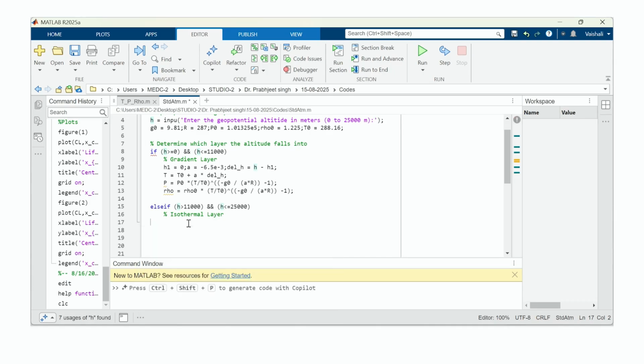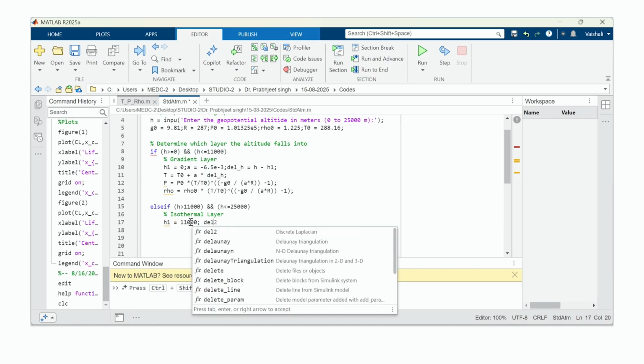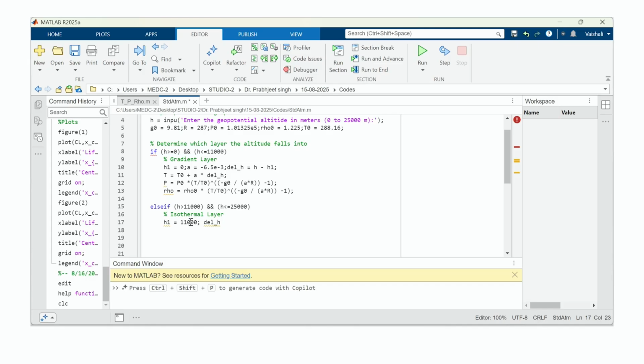Here we write H1. Here the base altitude will be 11,000 meters. Del H will be H minus H1, that will remain the same. You have to rewrite del H, even though we have written it here, because MATLAB, after recognizing that it is an isothermal layer, will directly switch to the else if statement. That is why we are writing it again. Del H equals H minus H1.